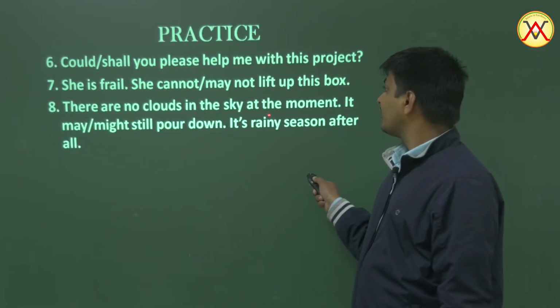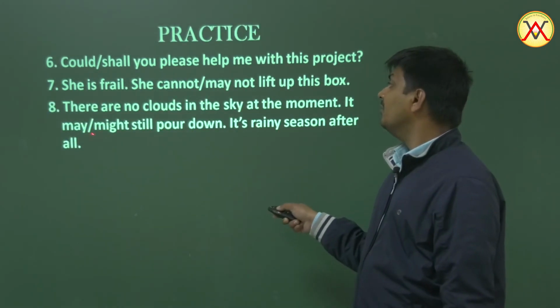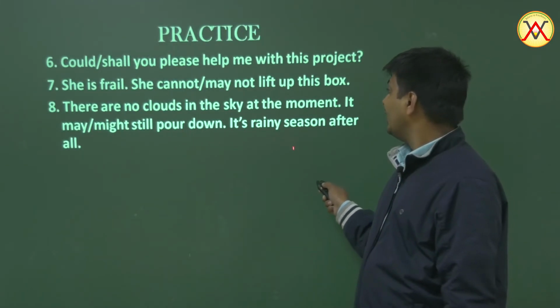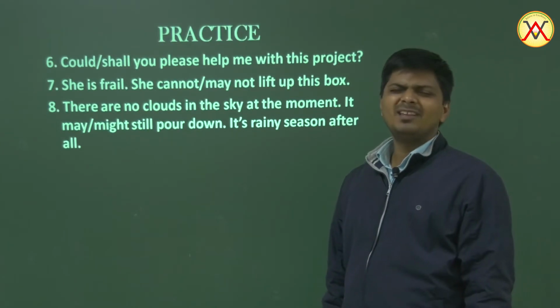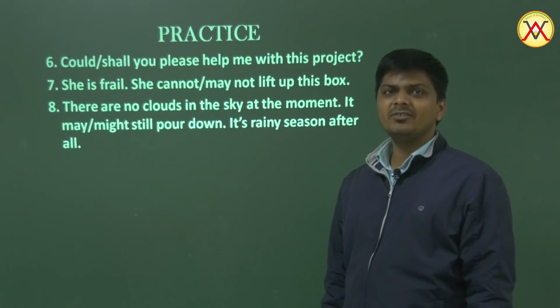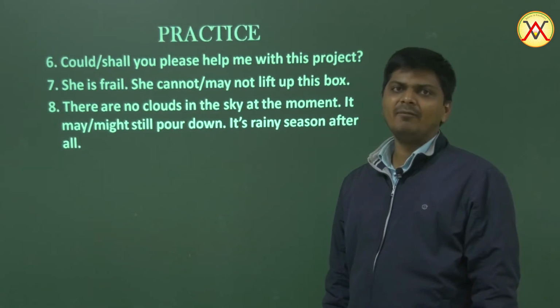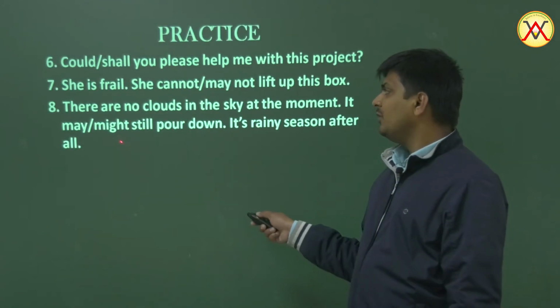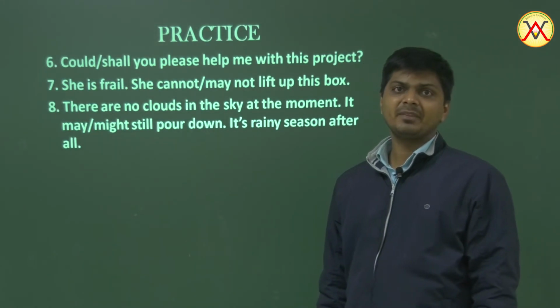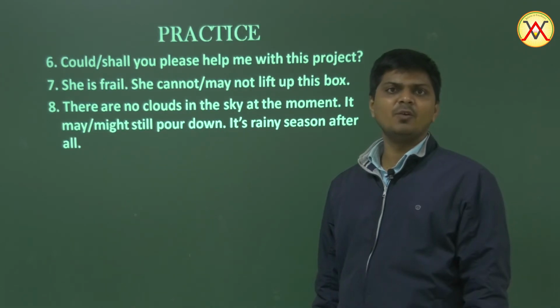There are no clouds in the sky at the moment. It may or might still pour down. It may or might still rain. It's rainy season after all. Well, there are no clouds, but it might still rain because it's rainy season after all. You see, we're using might because might is used for less possibility than may. And we have less possibility. Why? Because there are no clouds in the sky.